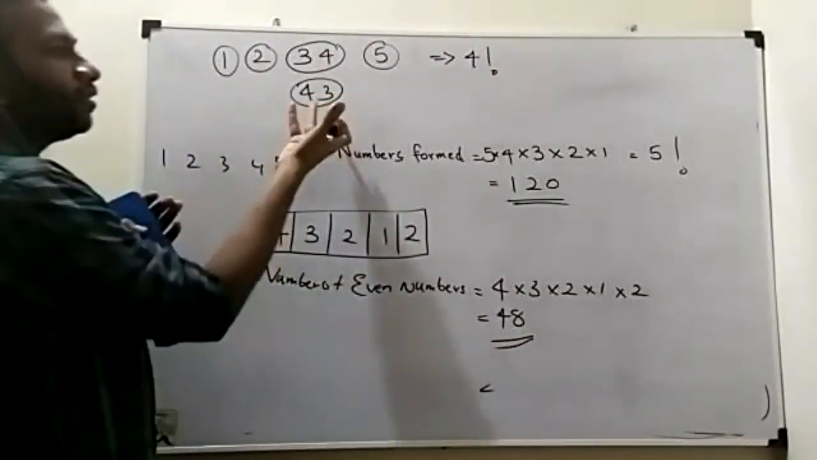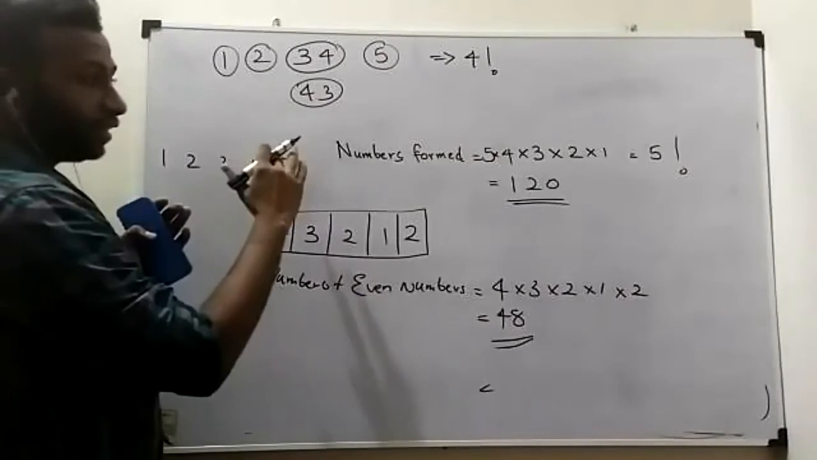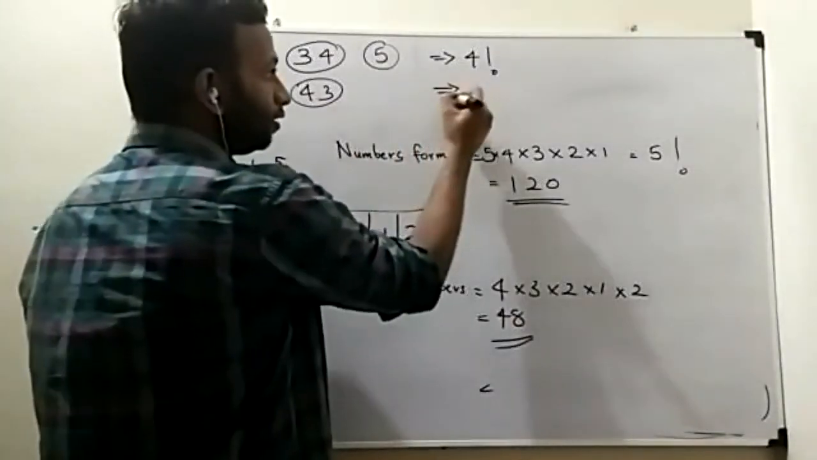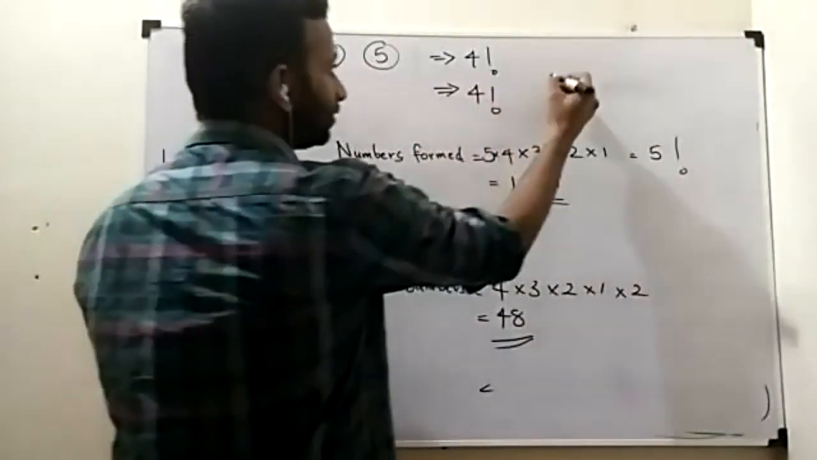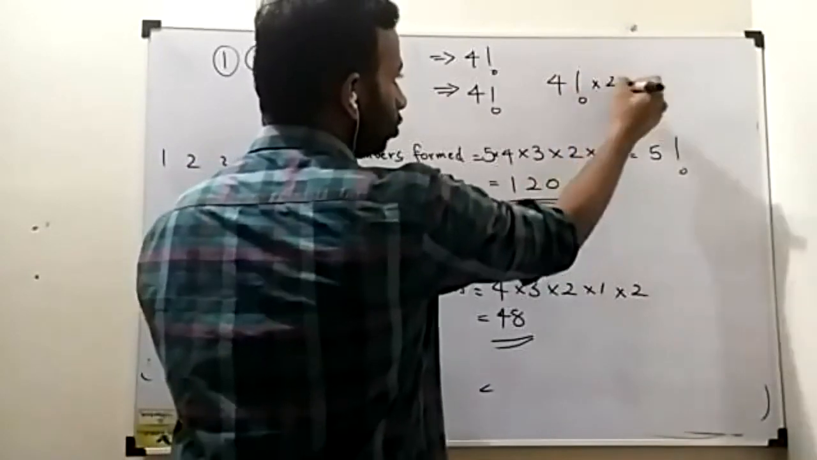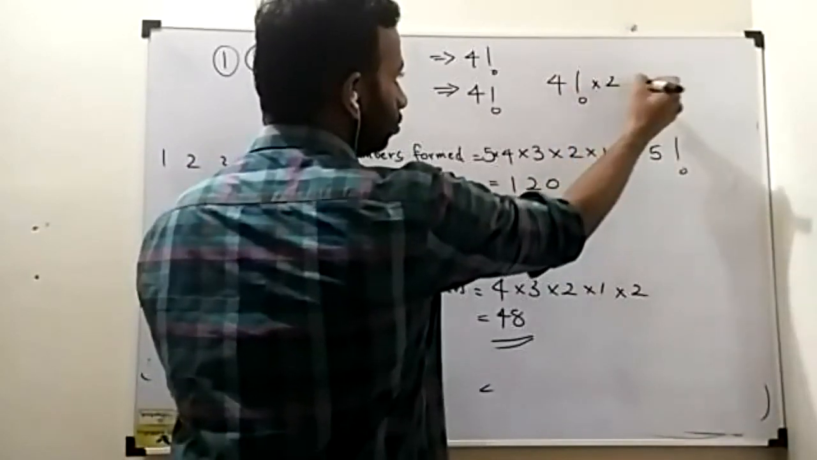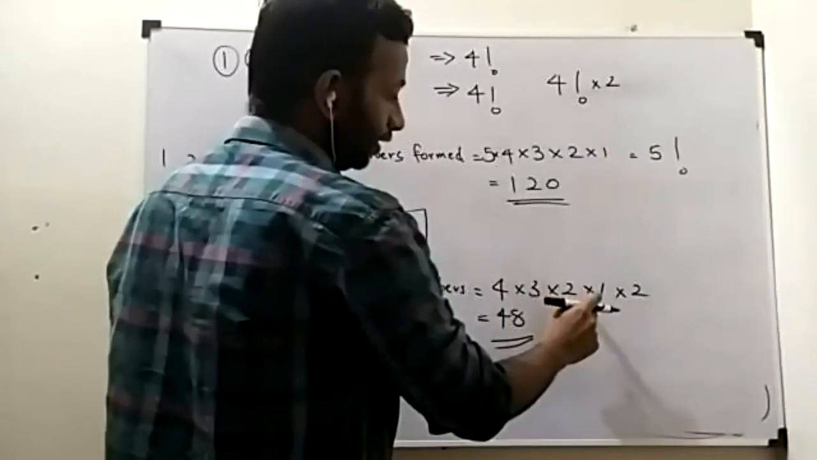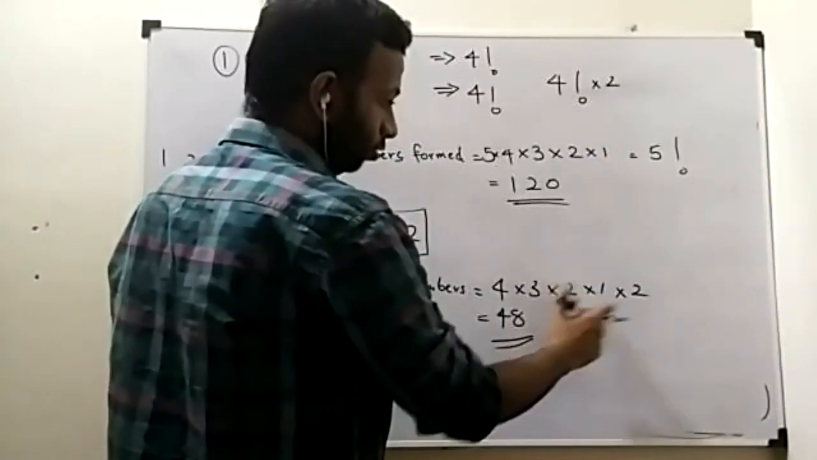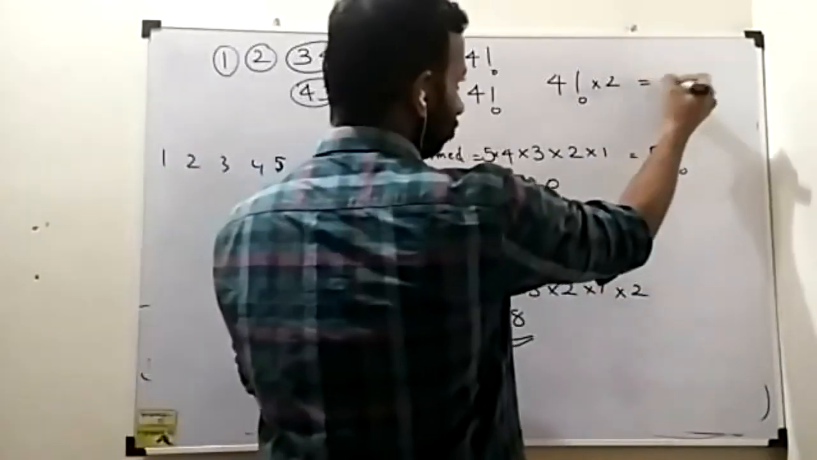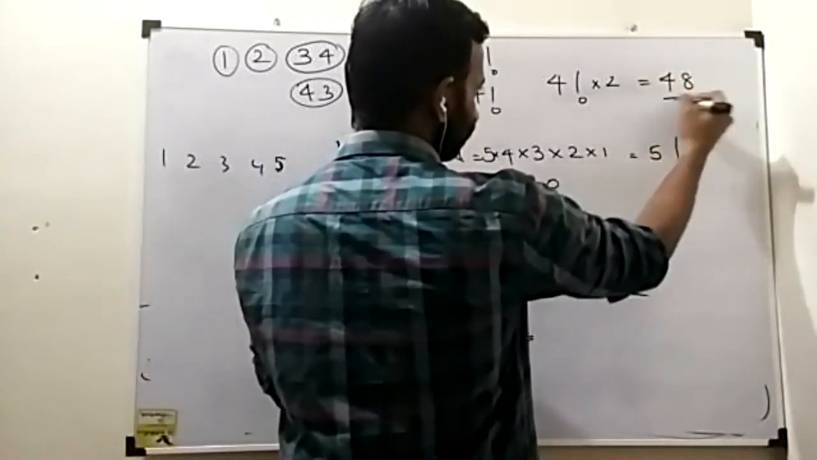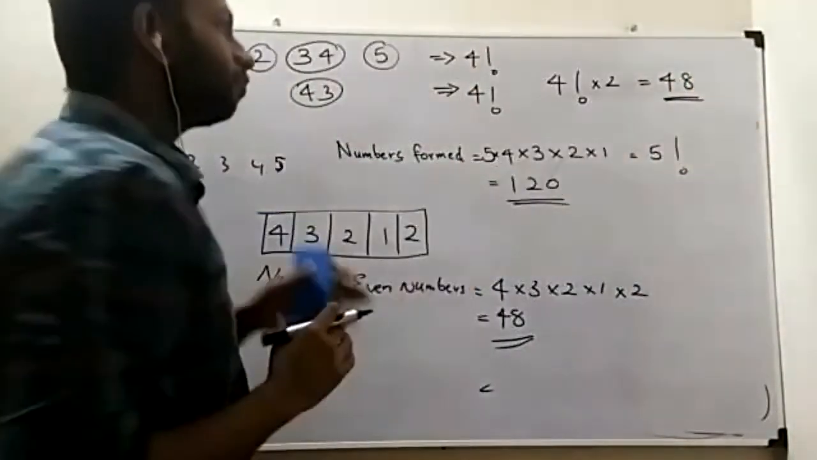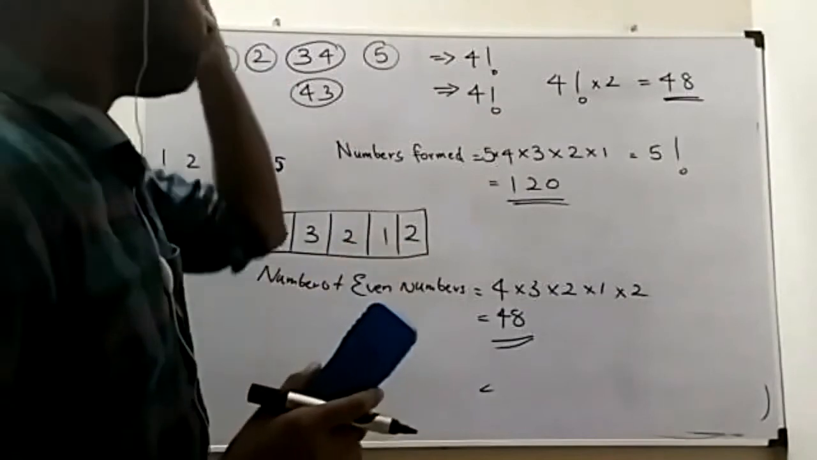But you can have both 3 and 4 mixed up as well. It would also be factorial. The answer is factorial 4 multiplied by 2. Factorial 4 is 24. This is the number of instances where 3 and 4 are together.